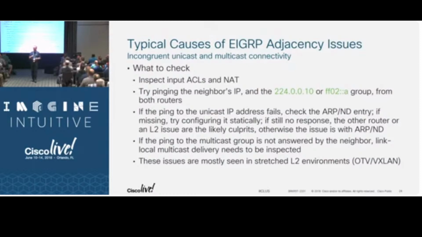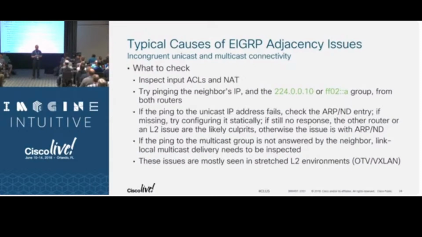Because you might be running, especially in DCs, OTV or VXLAN, that play tricks on you with ARP and with broadcasts, and they may be having issues just with the neighbor resolution rather than IP connectivity. If even afterwards, with the static ARP entry, the connectivity isn't there, we have a basic L2 problem that has to be troubleshot. With multicast, again, this is a whole area.